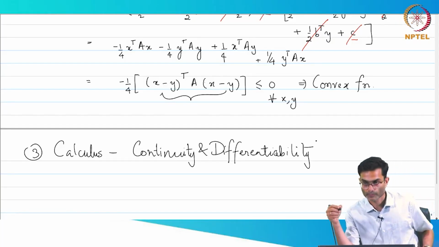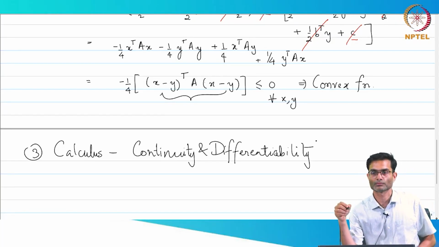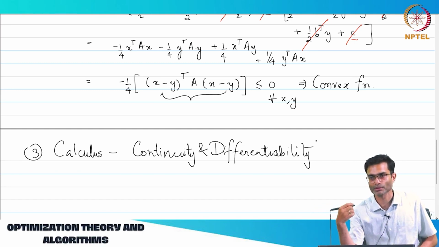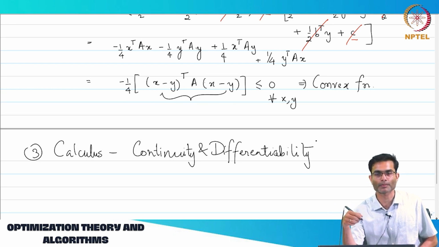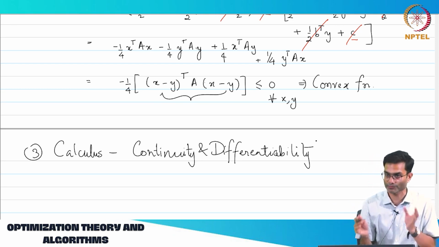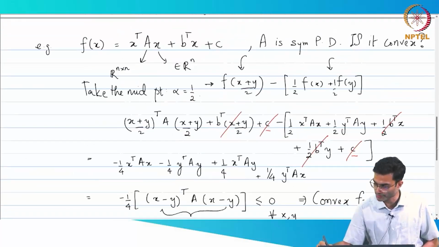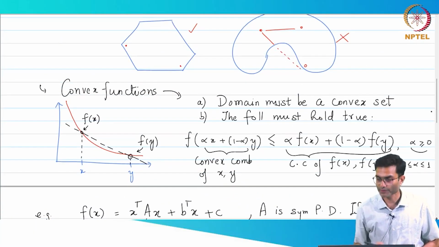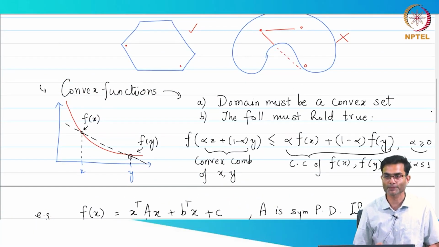Question: the domain must be a convex set. That we don't need to explicitly check? You have to check it. In this case, the function is defined over the entire real R^n, so it's already convex, right? But in general, your function may have a limited domain, so you would have to first check, because when I wrote down the definition of a convex function, point A was that the domain must be a convex set.